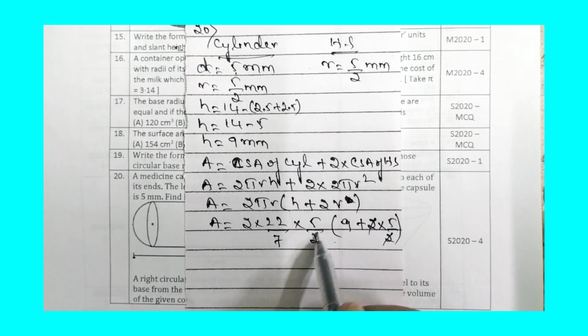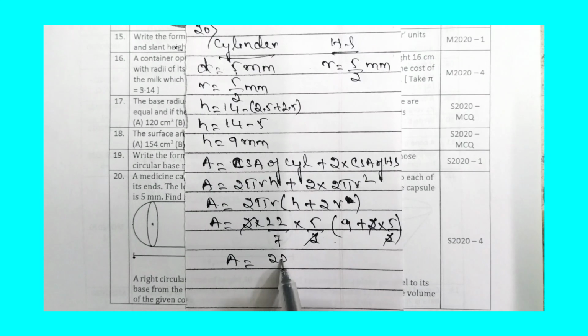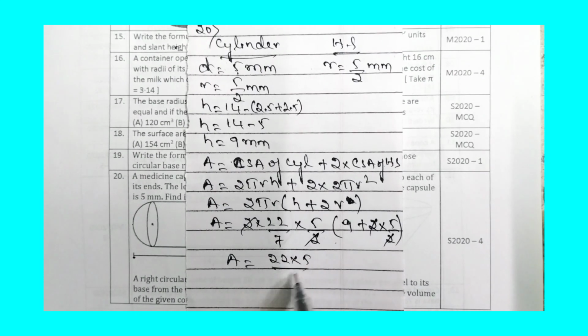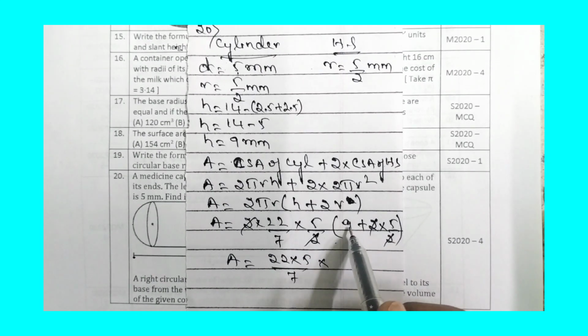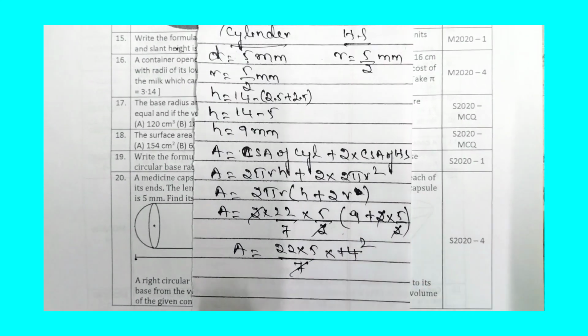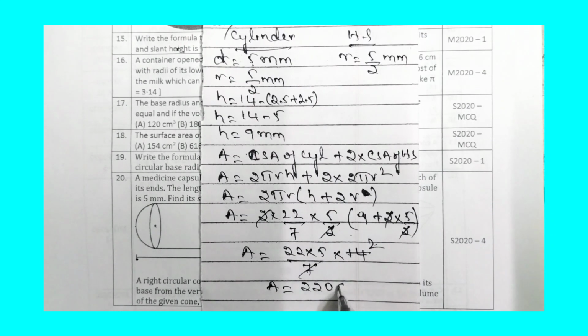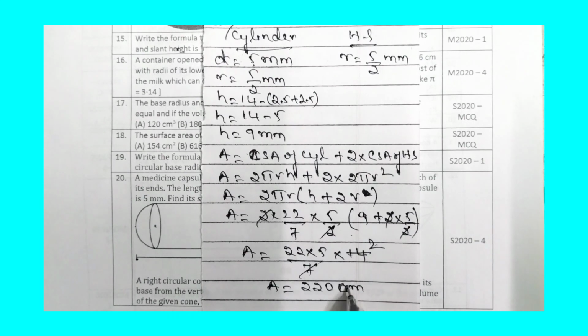2 cancel, 2 cancel. So area is equal to 22 into 5 divided by 7 into 9 plus 5 is 14. 7 ones are 7, 7 twos are 14. So now what is the remaining? So surface area of the capsule is equal to 5 twos are 10, 10 into 22 will become 220 mm square.